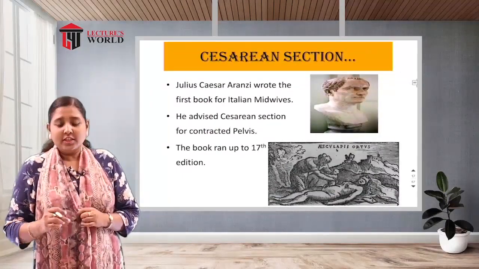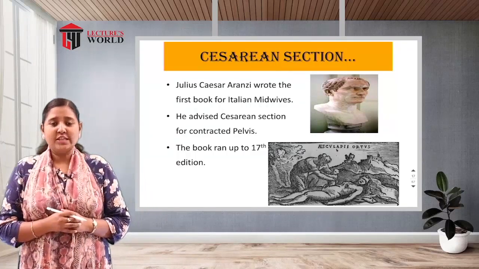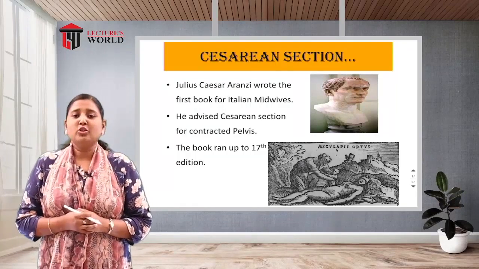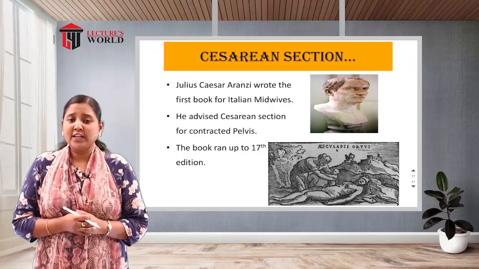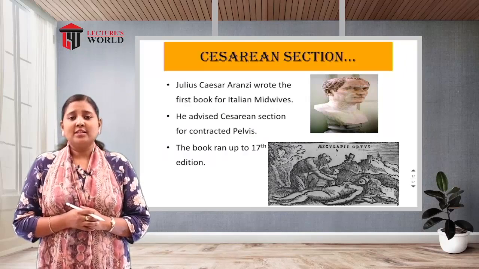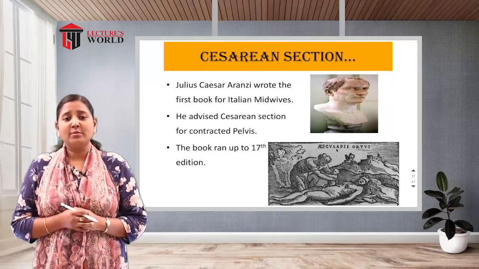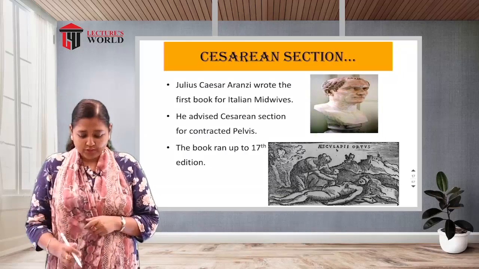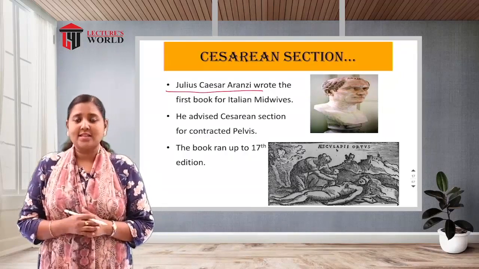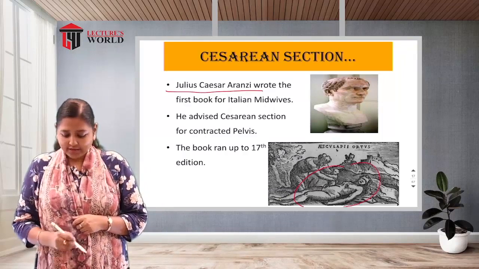And then during the 17th century, there were changes happening in labor. If normal labor is not possible, many women died during that period. And what can be done to save the mother who is not able to deliver the baby normally? So there comes a person called Julius Caesar Aranci, and he was the first person who conducted a labor under cesarean section.